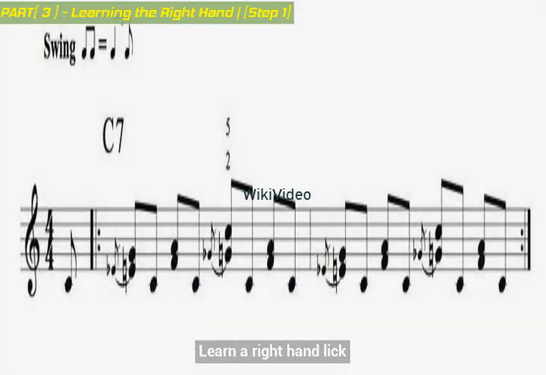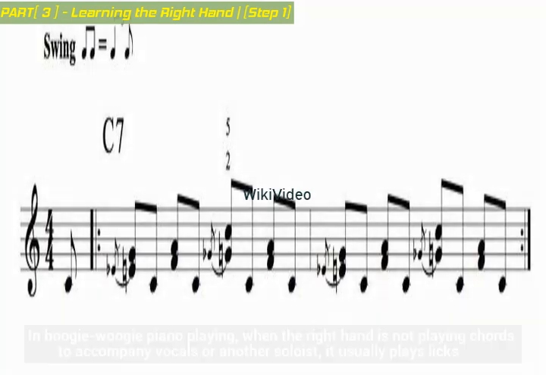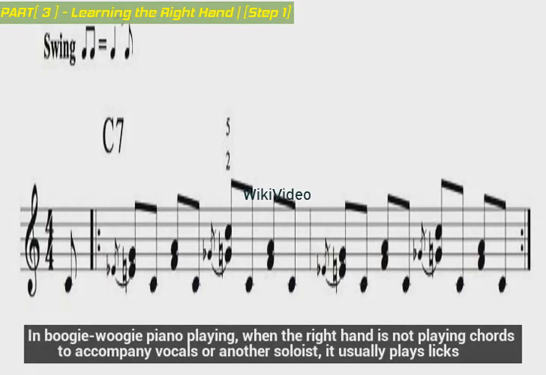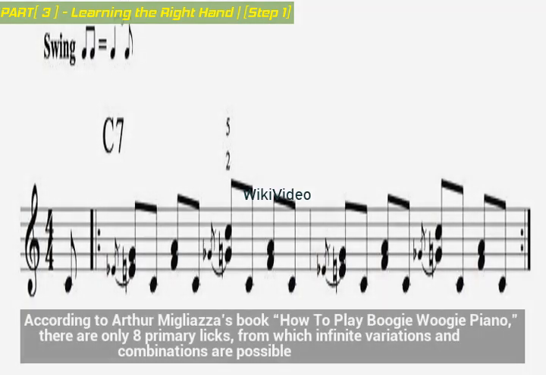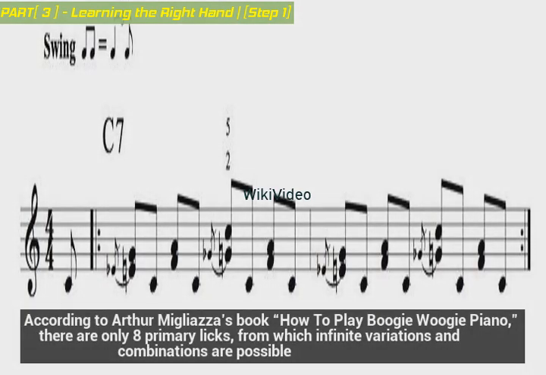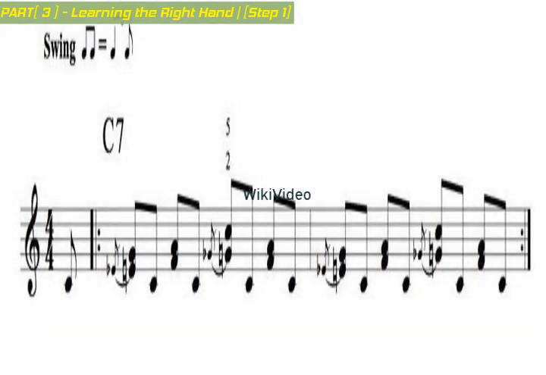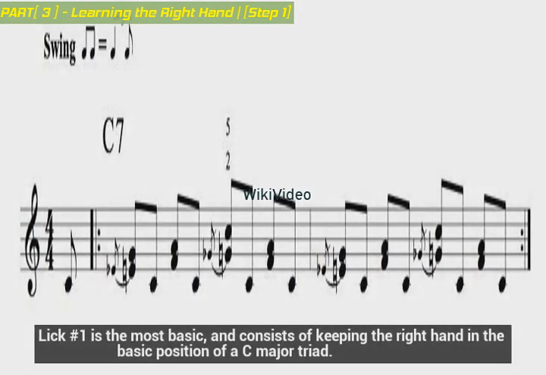Learn a right-hand lick. In Boogie Woogie piano playing, when the right hand is not playing chords to accompany vocals or another soloist, it usually plays licks. According to Arthur Migliozzi's book, How to Play Boogie Woogie Piano, there are only 8 primary licks, from which infinite variations and combinations are possible. Lick number 1 is the most basic, and consists of keeping the right hand in the basic position of a C major triad.